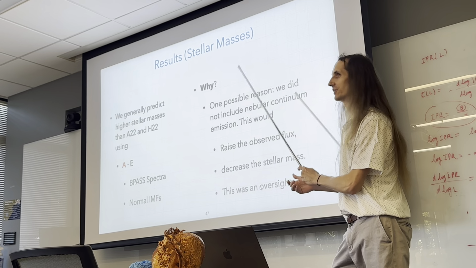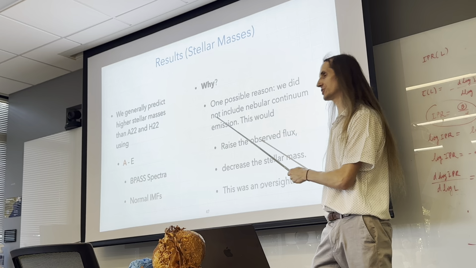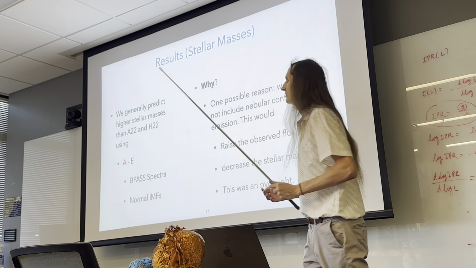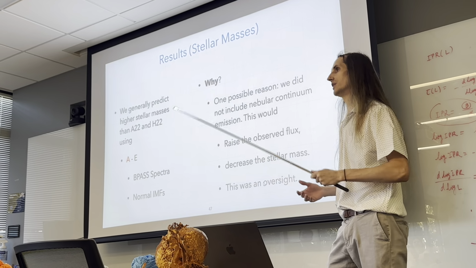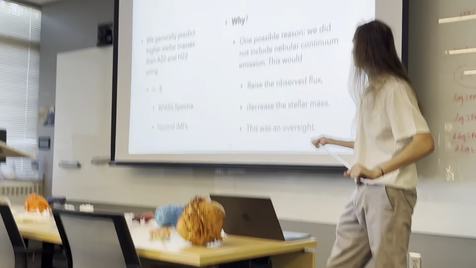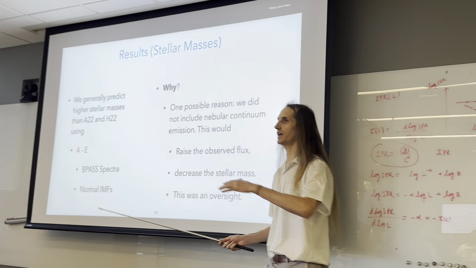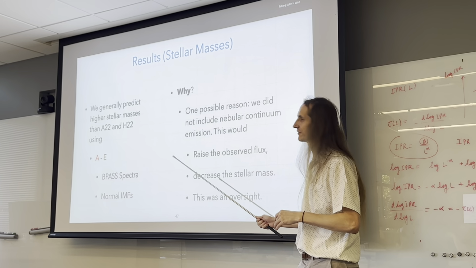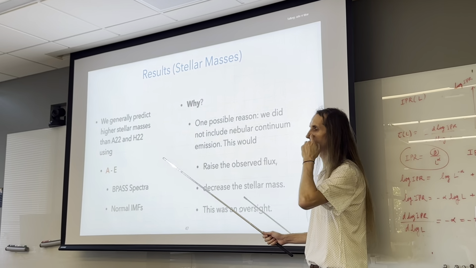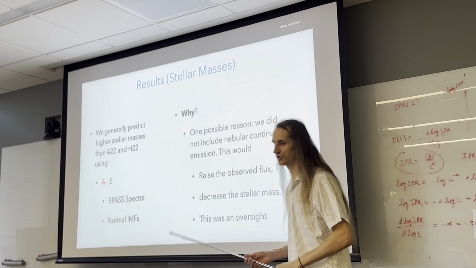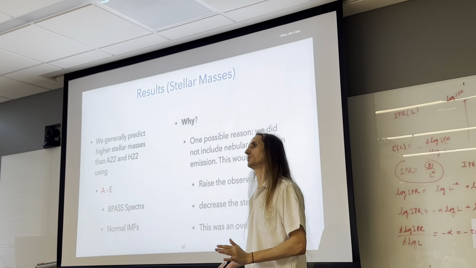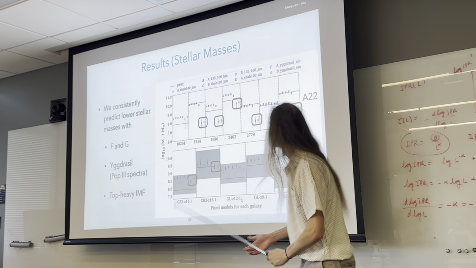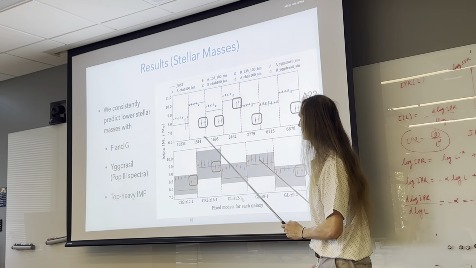Unfortunately, this may be due to an oversight in how we built our model. We didn't include an important component, which is nebular continuum emission, where basically these hot ionized regions around young stars will emit a lot of light in the UV and the optical wavelengths. If we did include this, it would have raised that flux, and some of that flux would be coming from this nebular emission, not from the stars, so we would see lower stellar masses. Unfortunately, this was just an oversight, and it was too computationally expensive and time-consuming to rerun all the models with nebular emission.